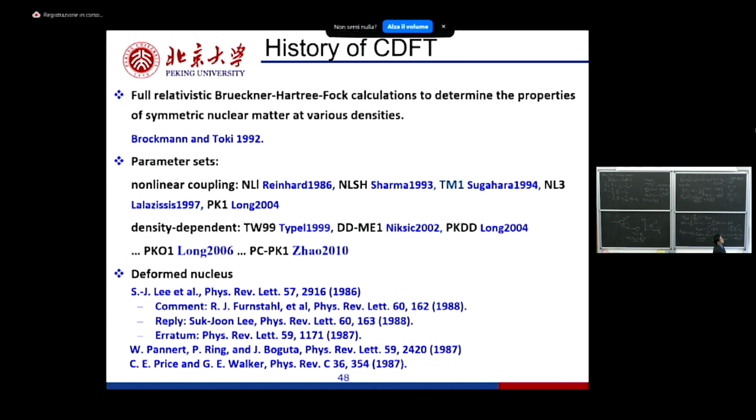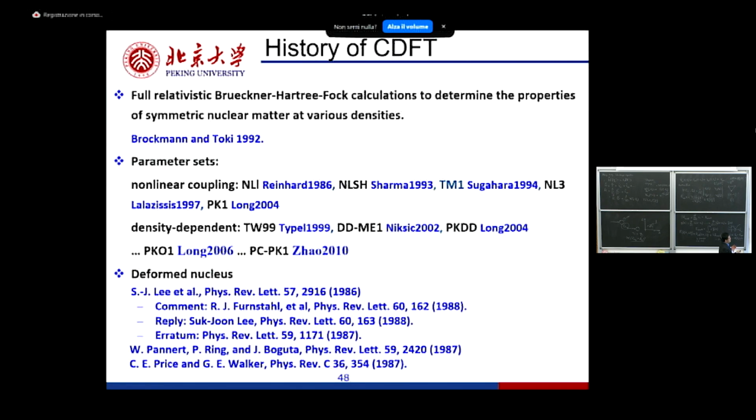And then there are already a lot of applications. For example, the famous story is Brockmann and Toki. They studied, from the relativistic Brueckner-Hartree-Fock calculation for nuclear matter, the mapping of the density dependence of the effective interaction to the mesons. This work is very important in the sense that they already studied from what we nowadays call an ab initio calculation, and connected it to the relativistic mean field.